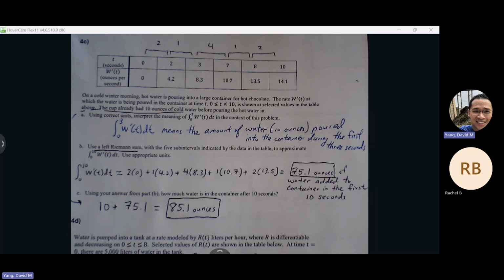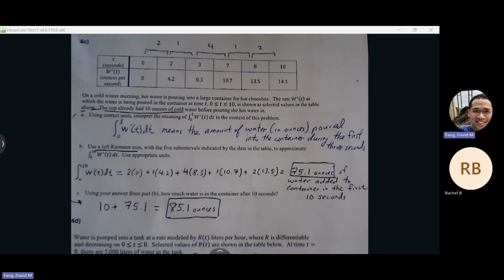So if you think about this, if you're pouring water into a container, it doesn't matter how fast or how slow you pour into that container. In the end, you're going to have some amount of water in that container, and you're talking in terms of ounces, right? You're not looking at that amount of water and saying, oh, this is 75 ounces per minute in my hand. You're going to say 75 ounces. So that indicates the amount of water poured into the container during the first 3 seconds.